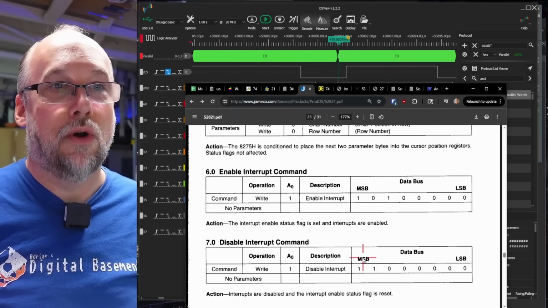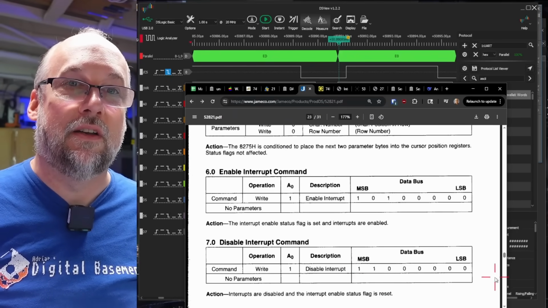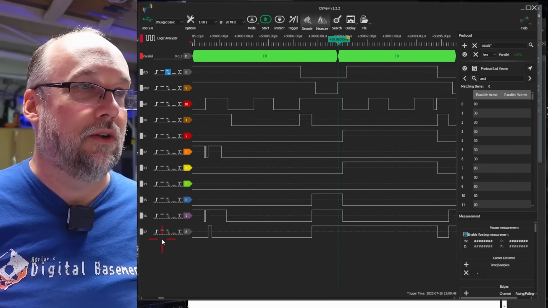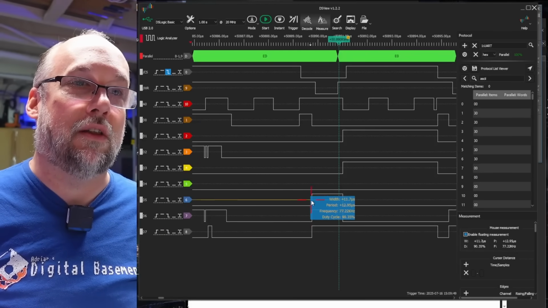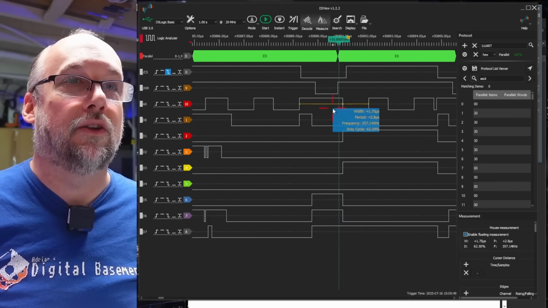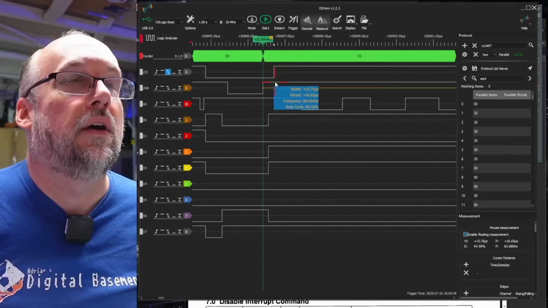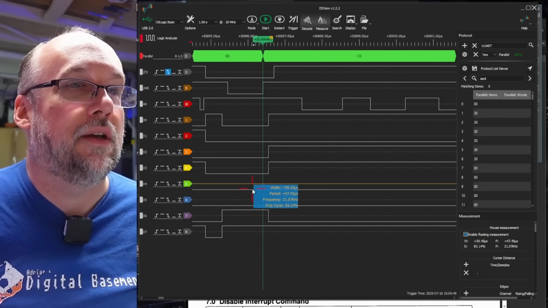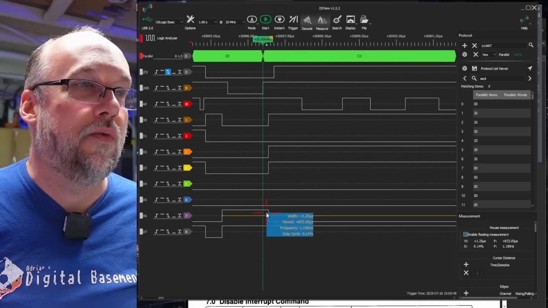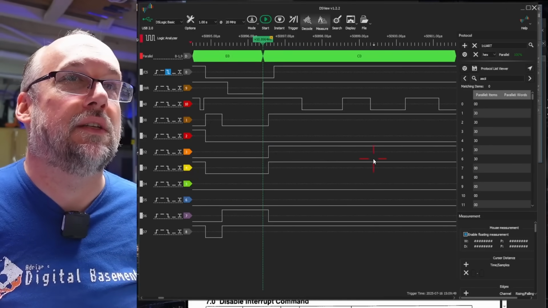And by the way, here it says most significant bit here, that's bit number 7, and that's bit number 0 over here. So bit number 7 is D7, so these 3 are high, high, high, and everything else was low, indicating, again, that it's this preset counters command. All right, so this C0 is being written next. That is 1, 1 for the most significant bits, and everything else is 0.